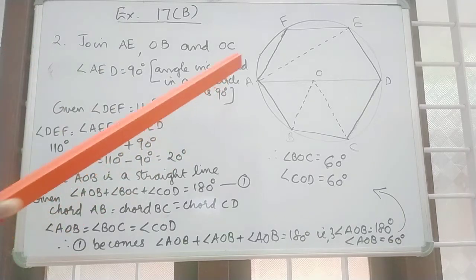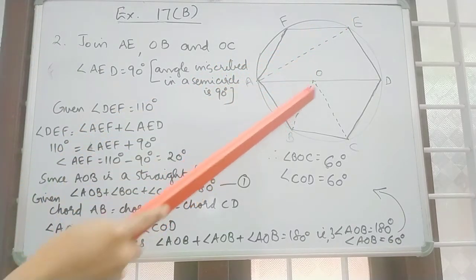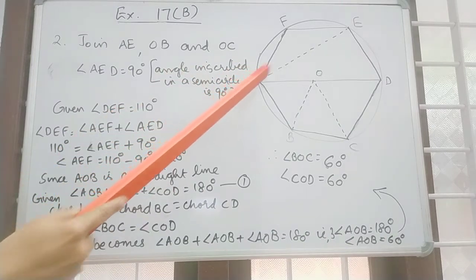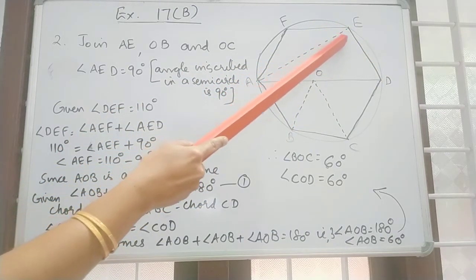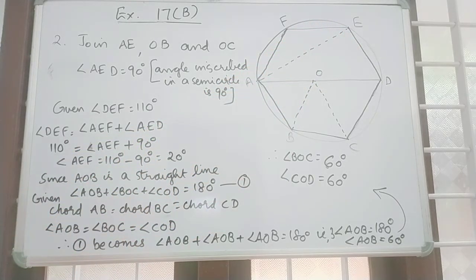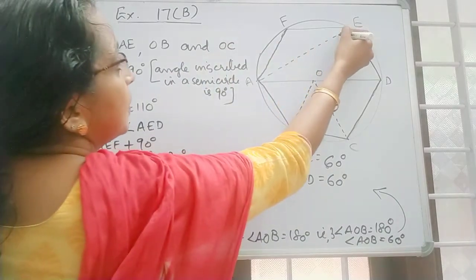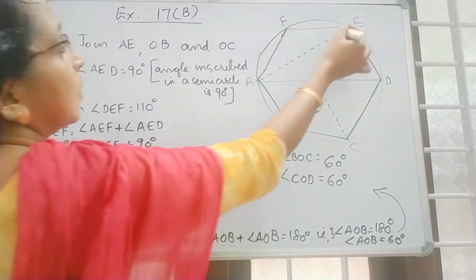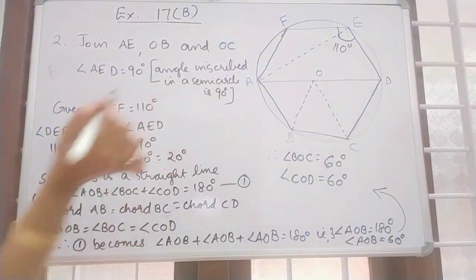Join AE, OB and OC. AD is the diameter, so angle AED will be 90 degrees. Angle in a semicircle will be 90 degrees using the theorem. Also, given angle DEF is equal to 110 degrees. DEF, this total angle is given as 110 degrees.